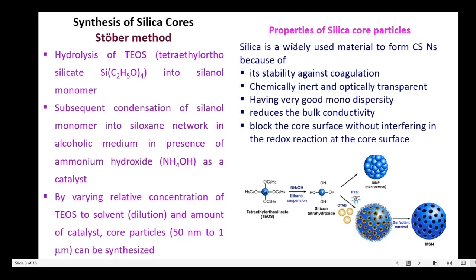So then let's move on to properties of silica core particles. Because of larger surface area, higher functionality, good biocompatibility and biodegradability, good monodispersity, stability against coagulation, chemical inertness, and optical transparency, all these make silica a widely used material to form the core-shell nanostructure.